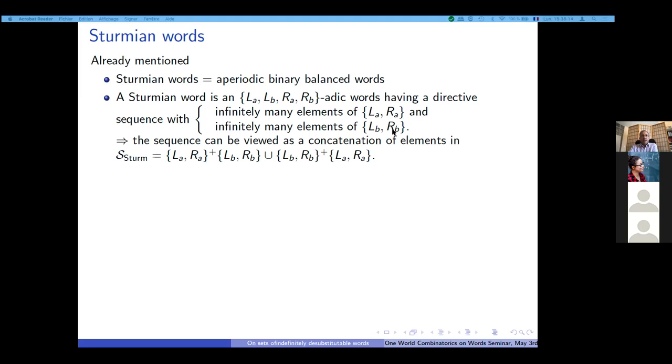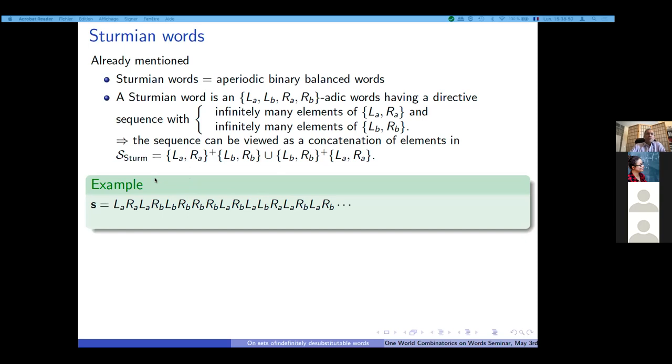So this well-known condition can be viewed as a concatenation of elements of these two sets: a composition of some elements of LA, RA, at least one, and we end with an LB or RB, or symmetrically, we start with a certain number of elements in LB, RB, and we end with LA, RA. And here is an example of such a sequence of substitutions. When we try to see it under this concatenation of elements, we can see an alternative way, marked in blue and red. Here we have a starting element of the first set, followed by an element of the second set, the first set once again, and the second set, and we can do this job infinitely often since we have infinitely many elements of both sets.